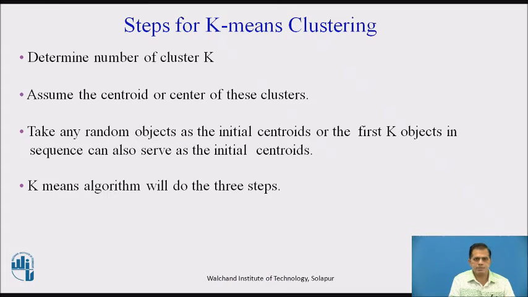When we get the cluster, then we have to calculate the distance of those clusters from the particular centroids. For this, take any random objects as the initial centroid, or the first k objects in the sequence, which can also serve as the initial centroid of the particular data set. Here, the K-means algorithm acts in three steps which we follow while calculating the centroids.